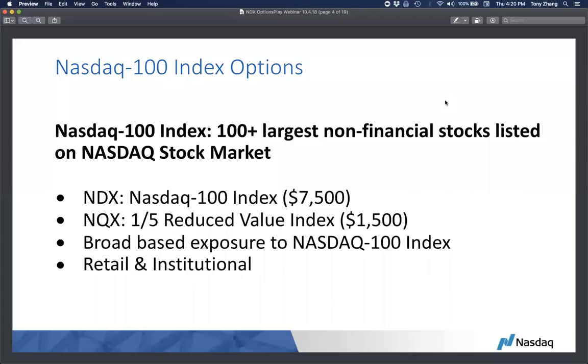So there's also a smaller contract called NQX, which is the 1/5 reduced value index that's currently trading around 1,500. That's really more suited for more retail focused accounts. So the Nasdaq-100 index is an index that tracks a broad-based group of companies that many of us hold in our portfolios, and the options on them allow us to trade or speculate on that index going higher or lower. So it's a broad-based exposure to the Nasdaq-100 index using these index options. And because we have the full value index and the reduced value index, it's suitable for all different account sizes of retail and institutional customers.